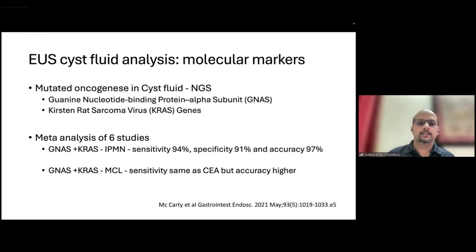What about molecular markers? These are the ones that are used, and I'll discuss the other ones a bit later. Now, within the cyst, we have next generation sequencing available, and we can look for oncogenes within the cyst, and these include GNAS and KRAS. A meta-analysis of 6 studies has shown that GNAS and KRAS have a high sensitivity for diagnosing IPMN, and a specificity as well, with an accuracy of 97%. GNAS and KRAS can also discriminate mucinous cystic lesions, and the sensitivity is the same as CEA, but the accuracy is higher. So definitely GNAS and KRAS have a very high sensitivity and specificity for diagnosing IPMN.